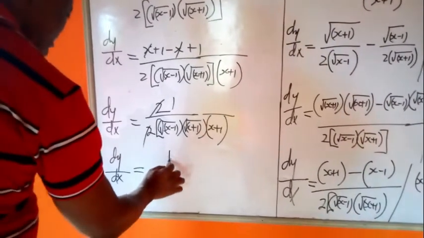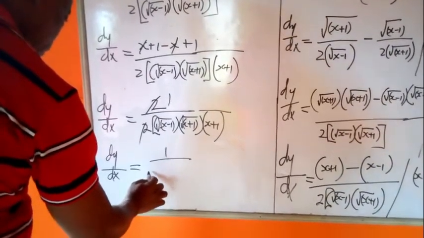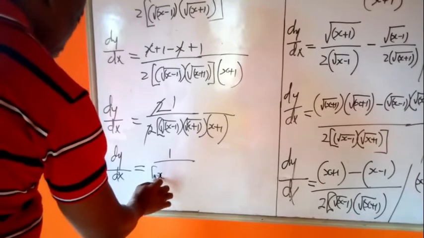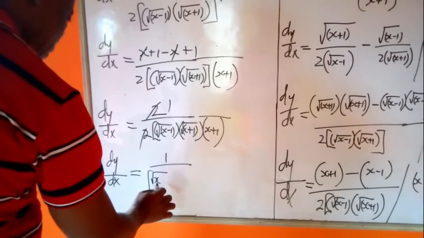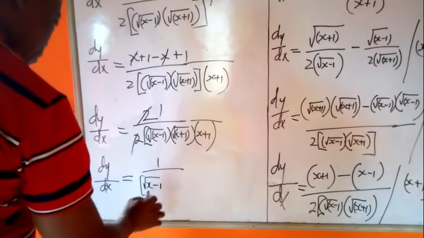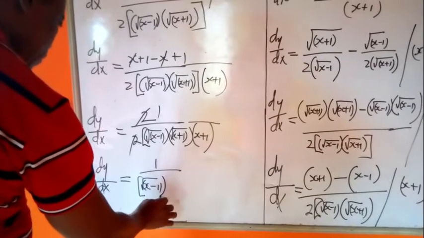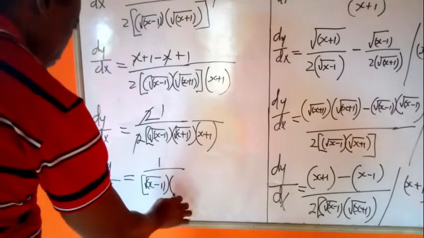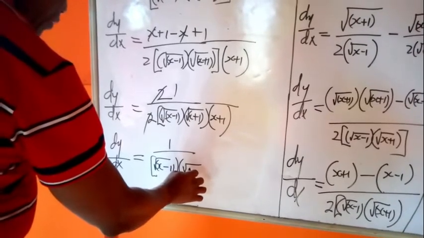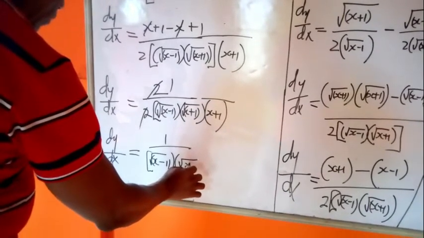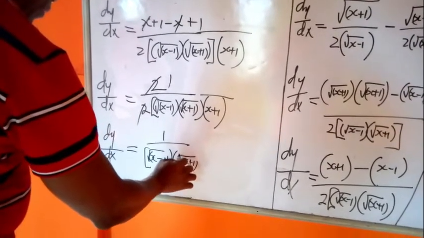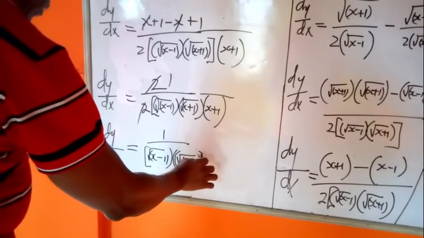So if we do that, we're going to have 1 into x root x plus 1, x minus 1, here we'll have root x plus 1 raised to power 3.